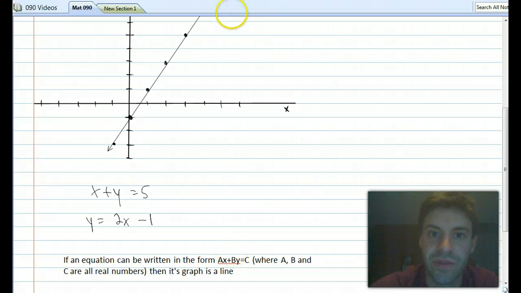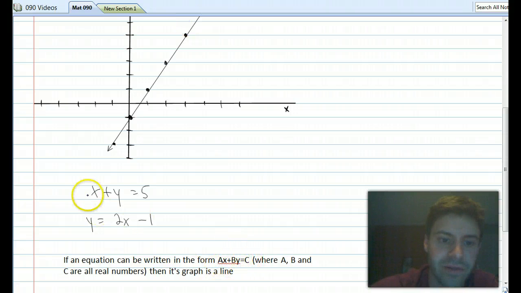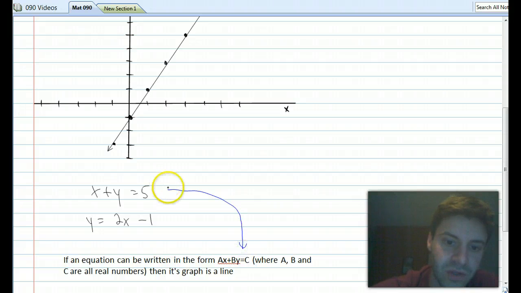So let's look at the two things that we just graphed and see if that makes sense. Well, the first equation I think is pretty obviously in this form. A in the first equation is actually a 1. We don't write it in there, but there's a 1 in front of that x. The b in this equation is also a 1. The c in our equation is a 5 in this case. So this equation and this equation are both said to be in standard form.